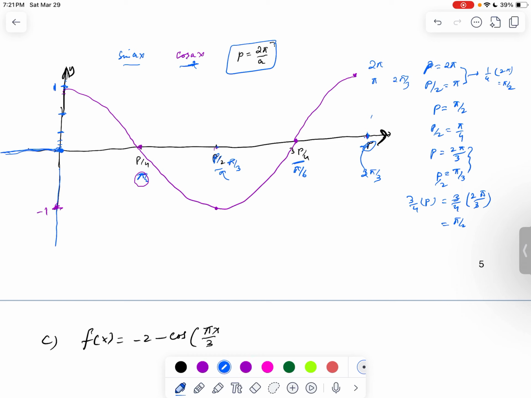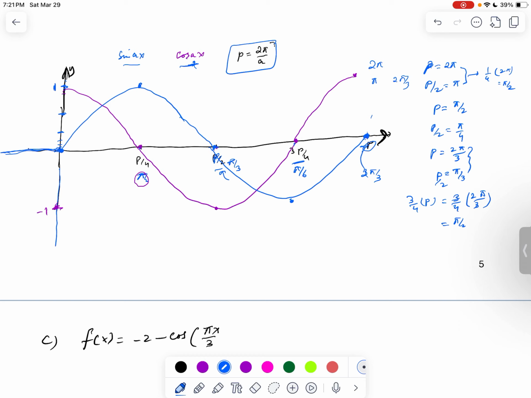Now the zeros will be at the middle point and at the beginning and the end of the period. And then it will be -1 at 3 pi over 2. So here it will be -1, and at the pi over 4 it will be... this is the way you will do it.